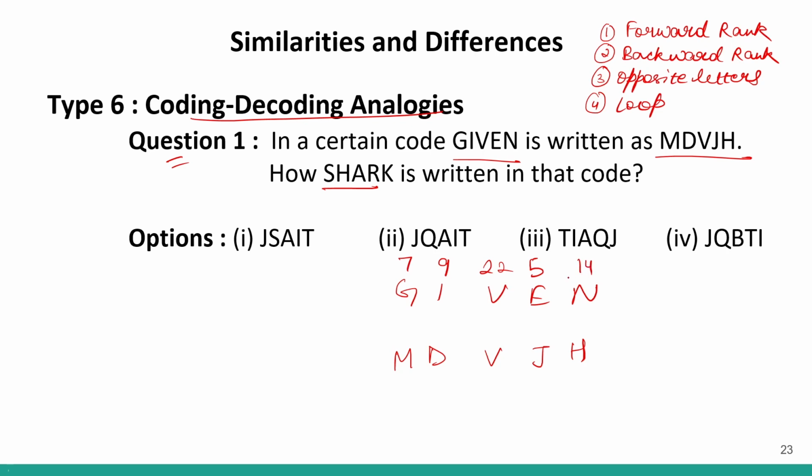To remember forward ranks, there was a shortcut called Ijoti, right? This can help you remember forward ranks. Moving forward, M is ranked at 13, D is ranked at 4, V is ranked at 22, J is ranked at 10, and H is ranked at how much? H is ranked at 8.